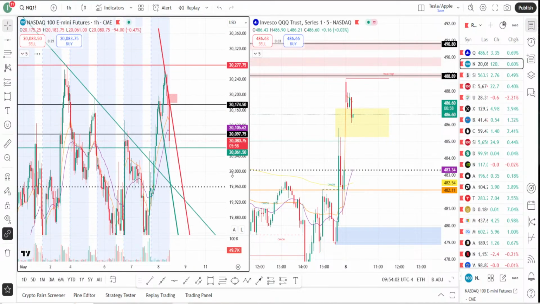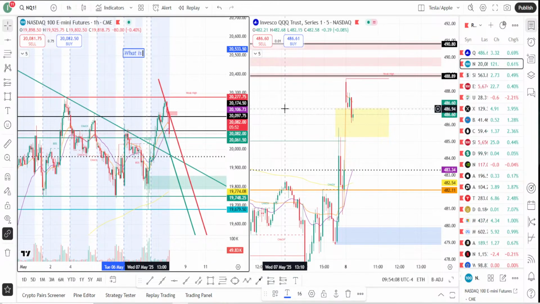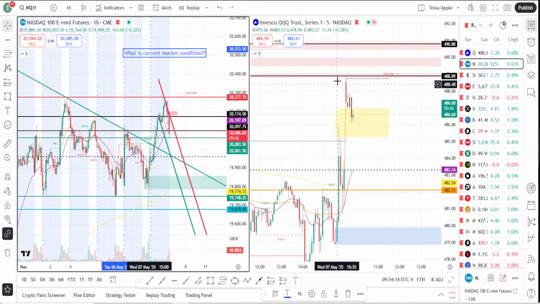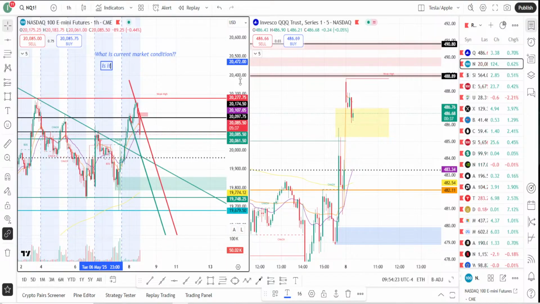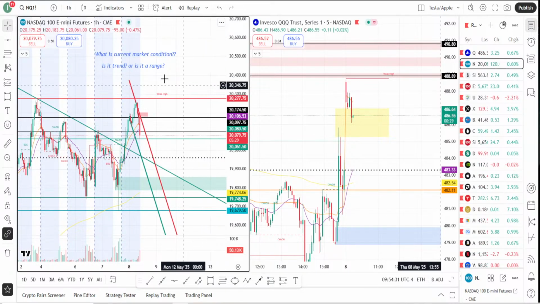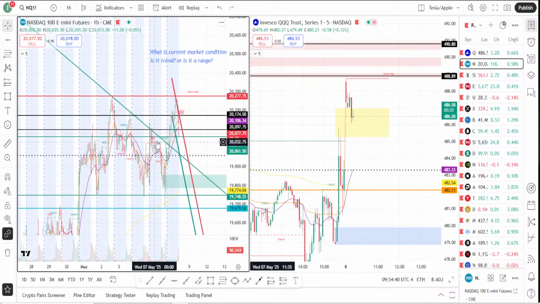All right, so what's the condition? This is the first thing you should know, the first thing you should ask yourself: what is the current market condition? Is it a trend or is it a range? Okay, we have a range here, and although there can be trends inside the range, right now I would say that the condition is a range.